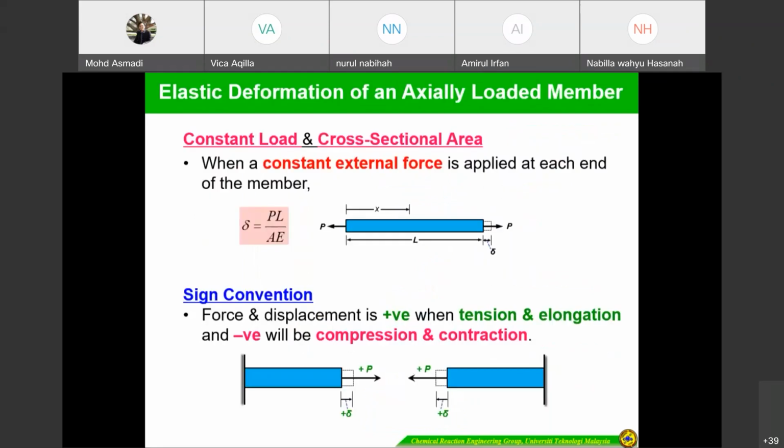Elastic deformation of the axially loaded member. For constant loads, the external force is applied at each end of the member. The sign convention is opposite: if you look here, this one is positive for tension or elongation, but negative for compression or contraction. Because this one you pull, and if you add these two, it's going to cancel out. It becomes 0.